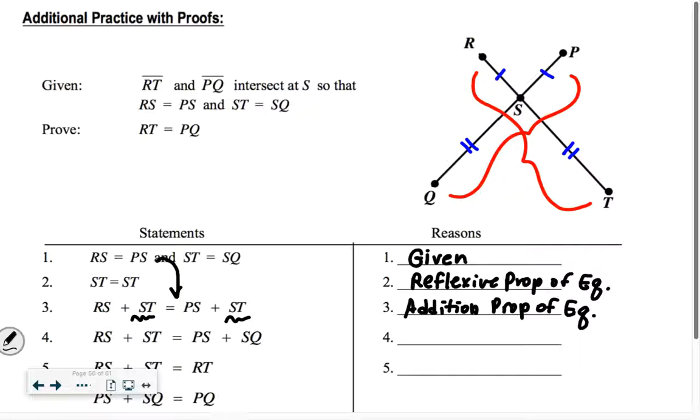And then it says RS plus ST equals PS plus SQ. So we want to look how step 3 is different than step 4. What's the only thing that's different? ST and SQ. Why could I just replace ST with SQ? Yeah, because the original one said ST equals SQ, so what's the reason then? Yeah, substitution, exactly.